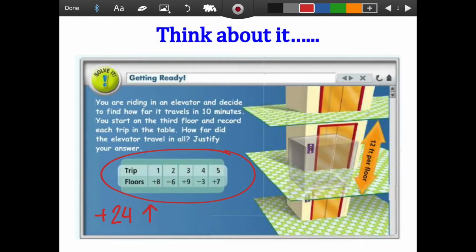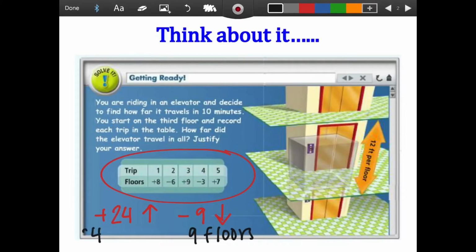And in those 10 minutes, on my second trip, I went down 6 floors, and on the fourth trip, I went down 3 floors. So I moved a total of 9 floors down. Now, looking at these numbers, you would think we have to do 24 minus 9, but we don't have to do that. We are talking about distance again, so it always is positive. So even though we went down 9 floors, we were still traveling 9 floors in total.